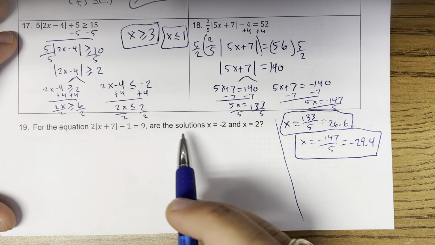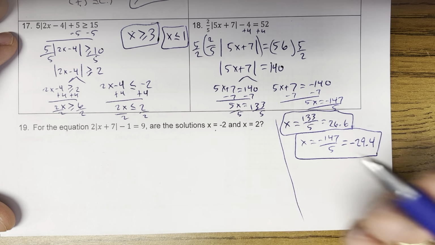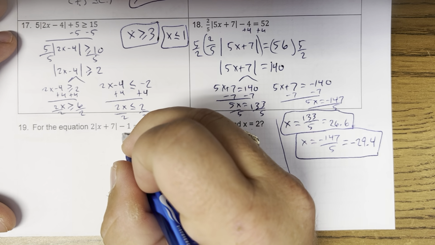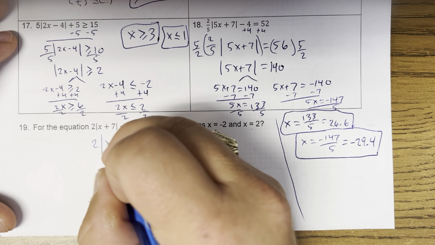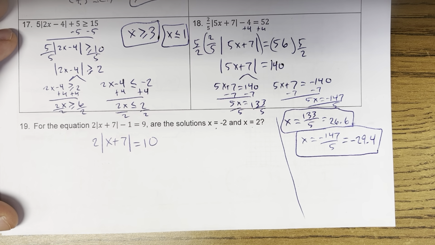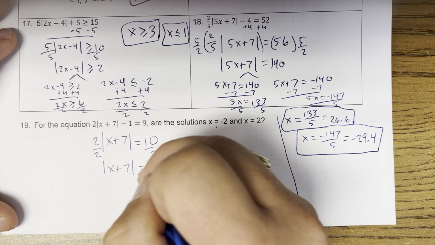All right, for the equation, we want to see, are these the solutions? There's 2 ways you could do it. You could plug them in and say yes or no, or we can solve this to see. And so I'm going to go ahead, ignore this, and just solve it. So I'm going to isolate the absolute value first by adding 1 over. And so when I add 1 to 9, that becomes 10. And then we'll divide by 2 to get absolute value of x plus 7 is equal to 5.